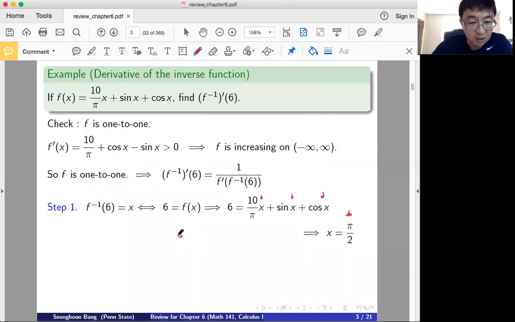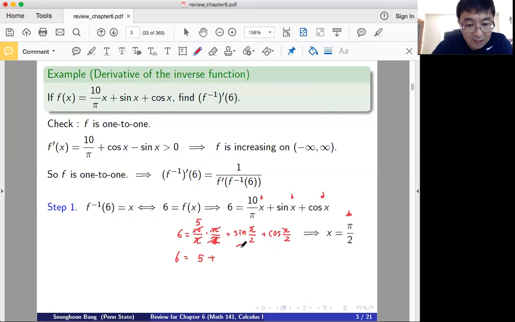This is 6 equals 10 over pi times pi over 2, sorry, pi over 2, plus sine pi over 2, plus cosine pi over 2. This is exactly 6. Pi is crossed out, 2 is crossed out, and we get 5.